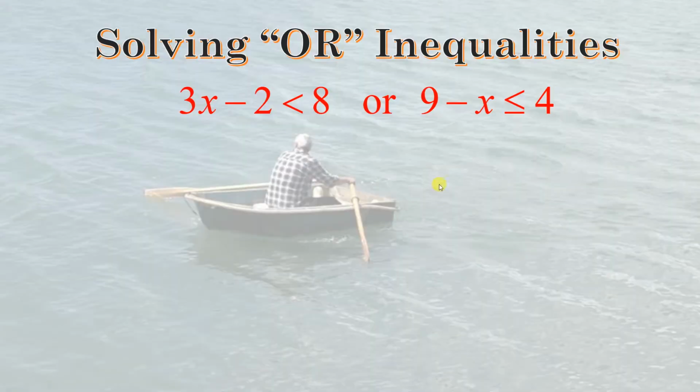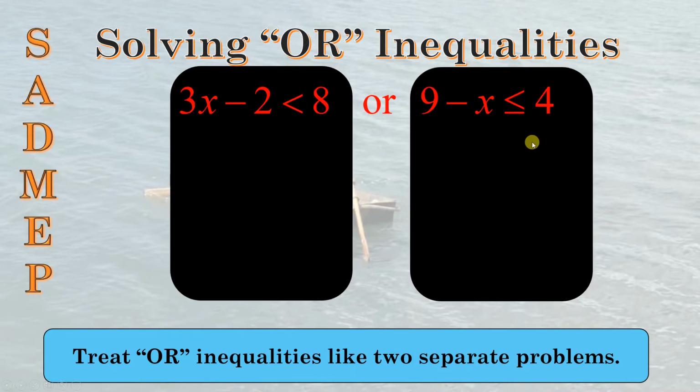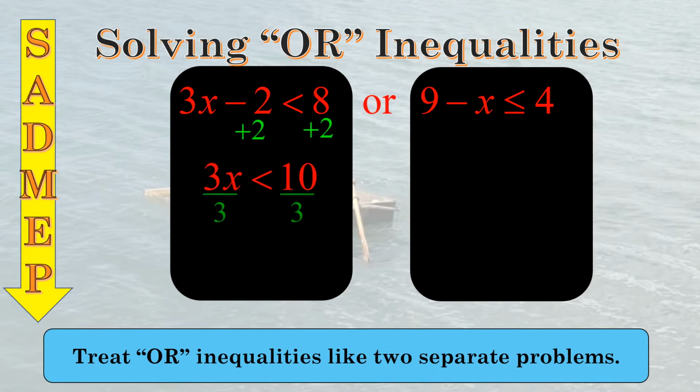So let's go ahead and take a look at how you would solve and graph an OR inequality. What you're going to do is treat it like it's two separate problems. So we're going to solve this one over here, and then we're going to solve this one over here. We're going to use inverse operations to do so, right? At this point, you should be pretty quick at the inverse operations. We're going to add 2 to both sides. We're going to divide by 3. x is equal to 10/3 on the other one.